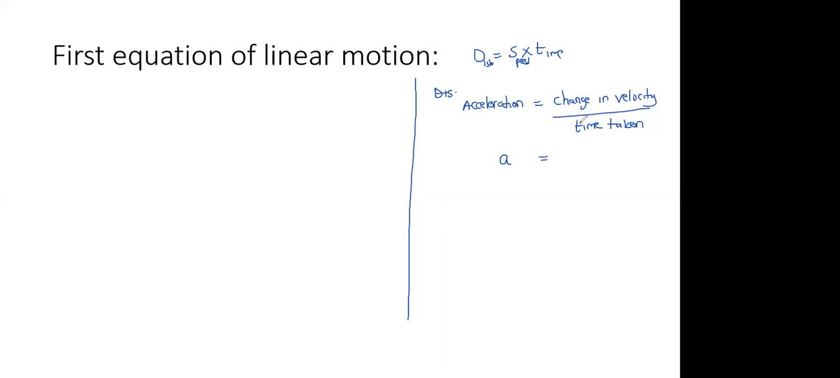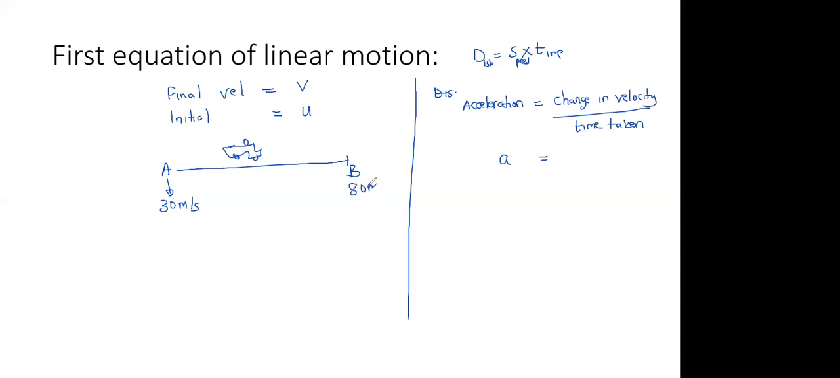Then we are going to have the change in velocity. We talked about the final velocity and the initial velocity. We say the final velocity is V and the initial velocity is U. Take an example: let me say this is Audrey, and she's starting her journey from A. The speed she starts with when they are timing is 30 meters per second. Maybe she's driving a car, and at the finishing point she finishes at 80 meters per second. I want you in the chat to tell us what the change in velocity is. I want to find out whether people understand the change in velocity. Type your answer in the chat.